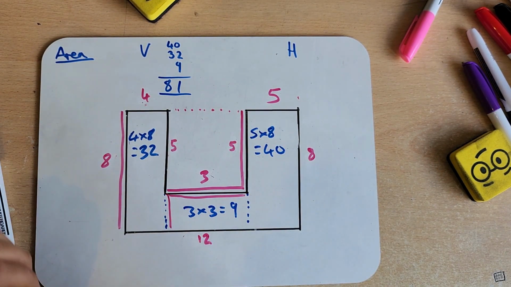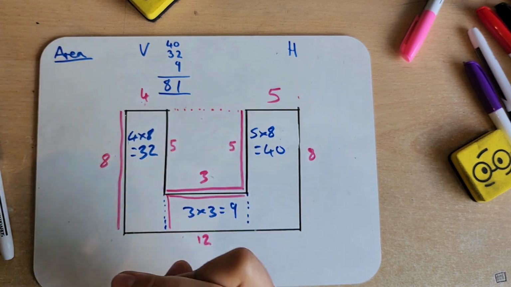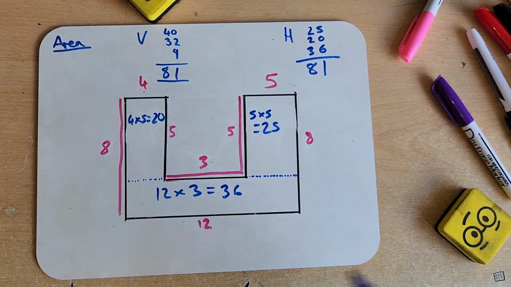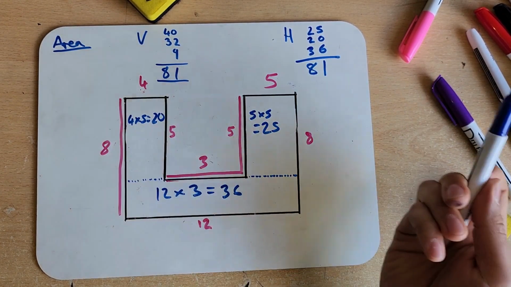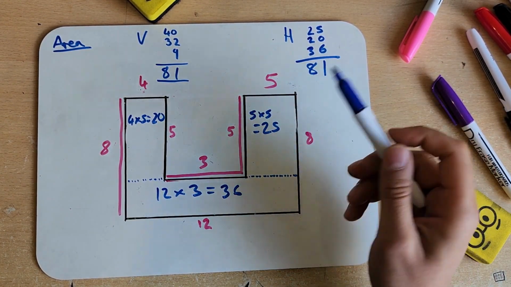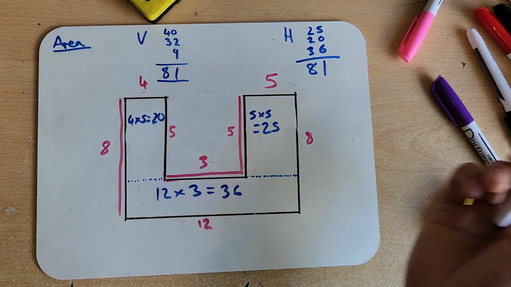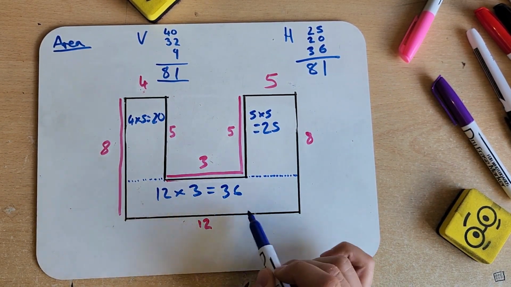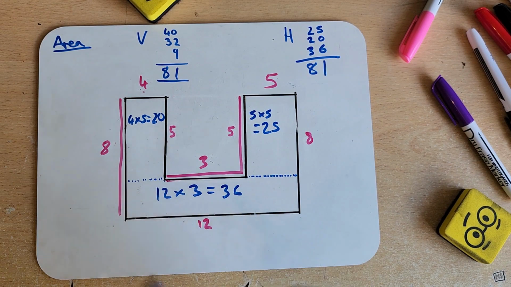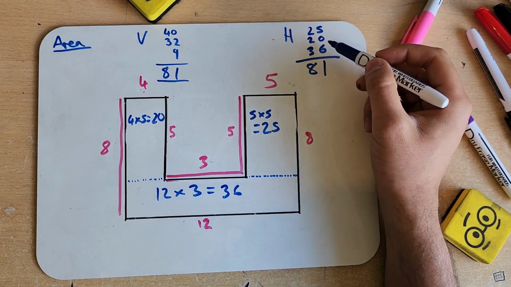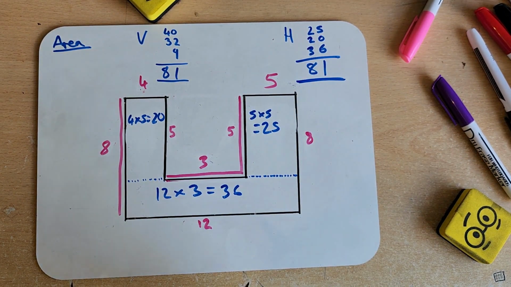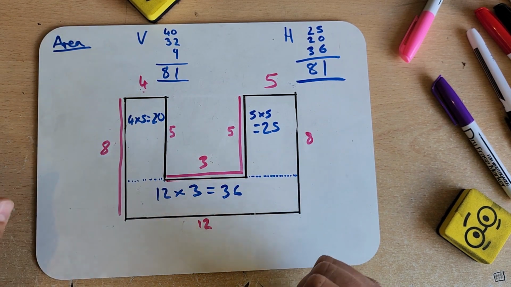Let's find out. I'll meet you back here in 3, 2, 1. Okay, this horizontal split gives us 4 times 5, which is 20. 5 times 8, which is 25. So together that's like 45. And then 12 times 3, this is 36. This is the horizontal split. So 45, 36 gives us our same answer, 81. Fantastic. Excellent. Really happy with that, guys.